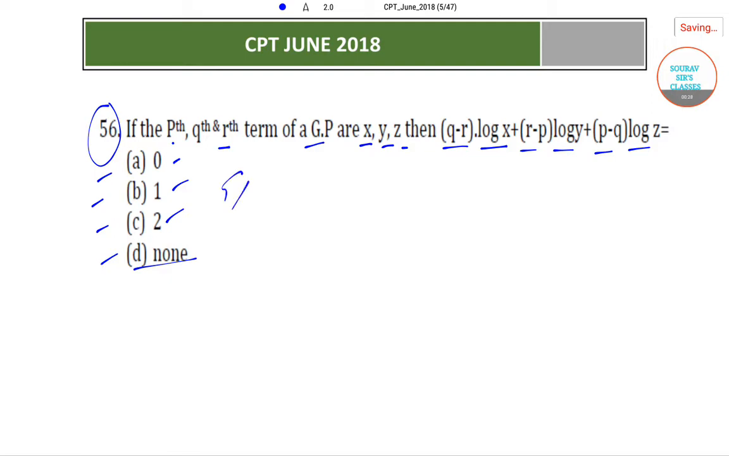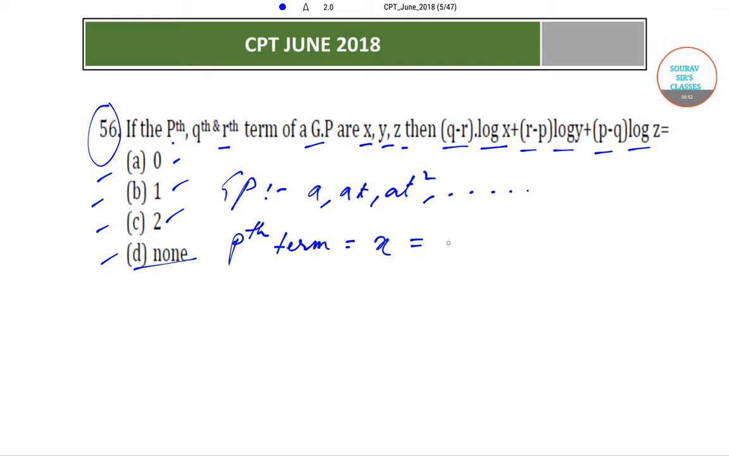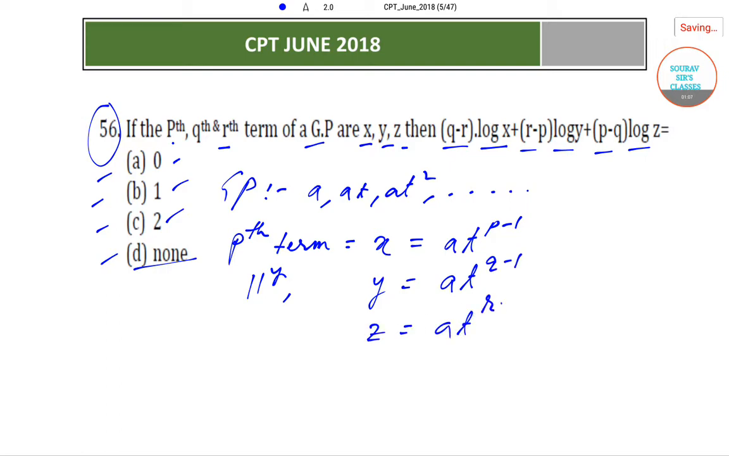So let us take that the geometric progression is of the format a, and let us take that the common ratio is t. So we have a, then at, then at square, and so on. Now it has been given that the pth term of the geometric progression is equal to x. Now we know that x can be written as a t to the power p minus 1, and similarly y is equal to a t to the power q minus 1, and z is equal to a t to the power r minus 1.